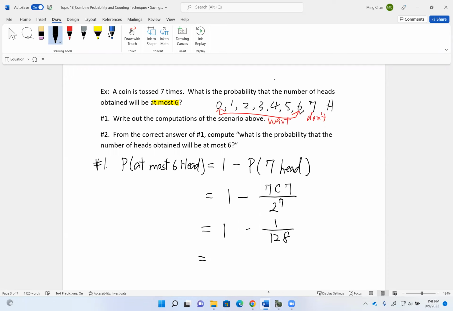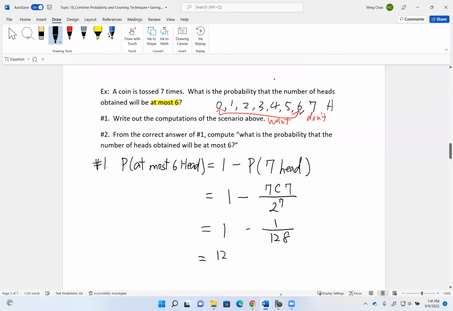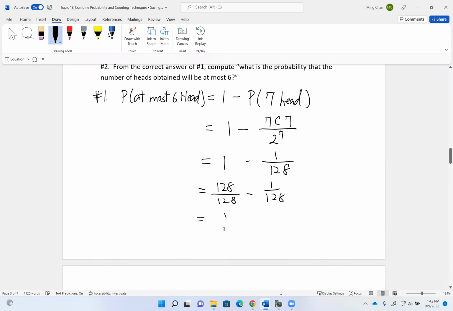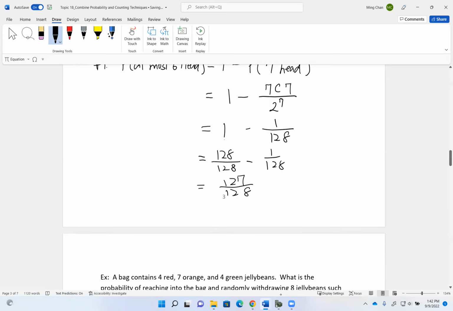So 1 minus 1 over 128. The 1 can be viewed as 128 over 128, right? Because the LCD between 1 and 128 is 128, so 128 minus 1 over 128. Okay, I hope that makes sense. The whole number 1 is the same thing as 128 out of 128 because the LCD between the two denominators is 128. So 128 minus 1, my final answer will be 127 ways out of 128. That means there are 127 ways to get at most 6 heads out of 128.